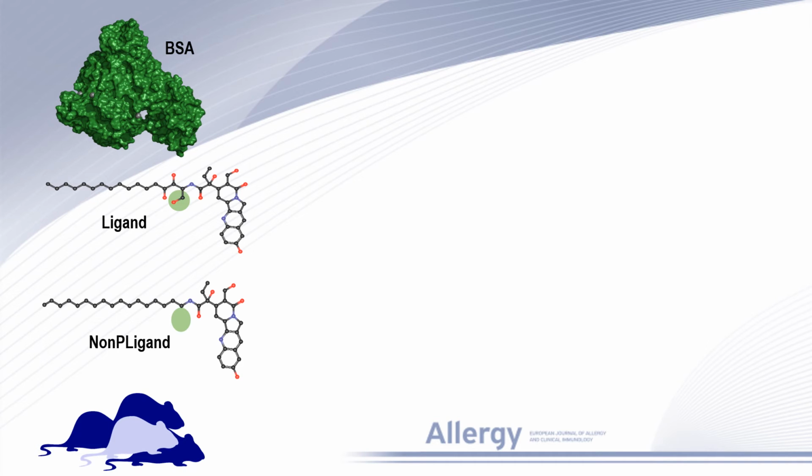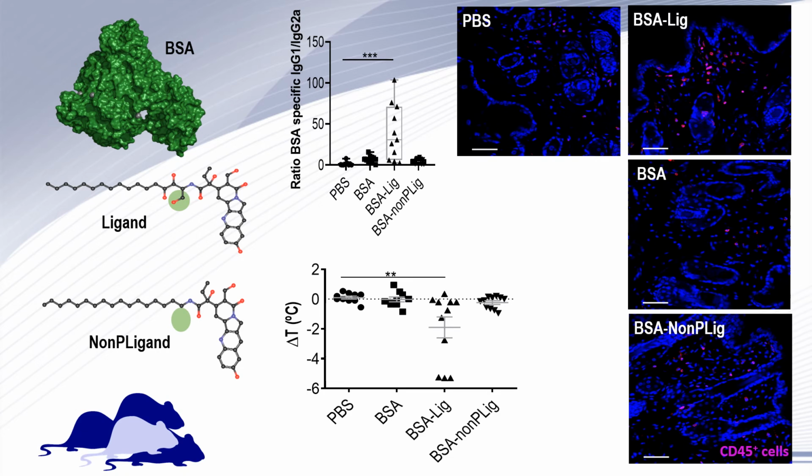We compared both the ligand and the non-phosphorylatable version on the VSA sensitization model, and we found that in the case of the non-phosphorylable version, there was no drop in temperature compared to the native ligand. Also, humoral response was analyzed as a ratio of IgG1 versus IgG2A, and as you can see in the top graph, the results show that the non-P ligand has a ratio similar to the control one.